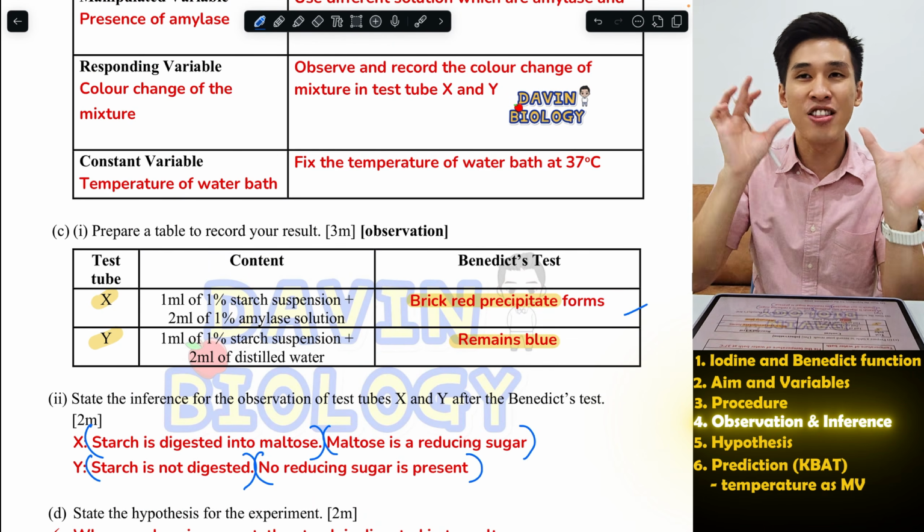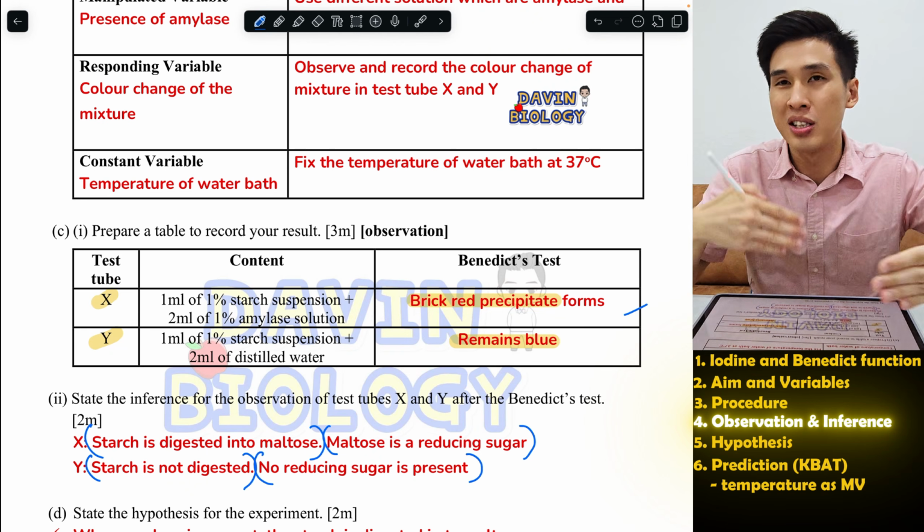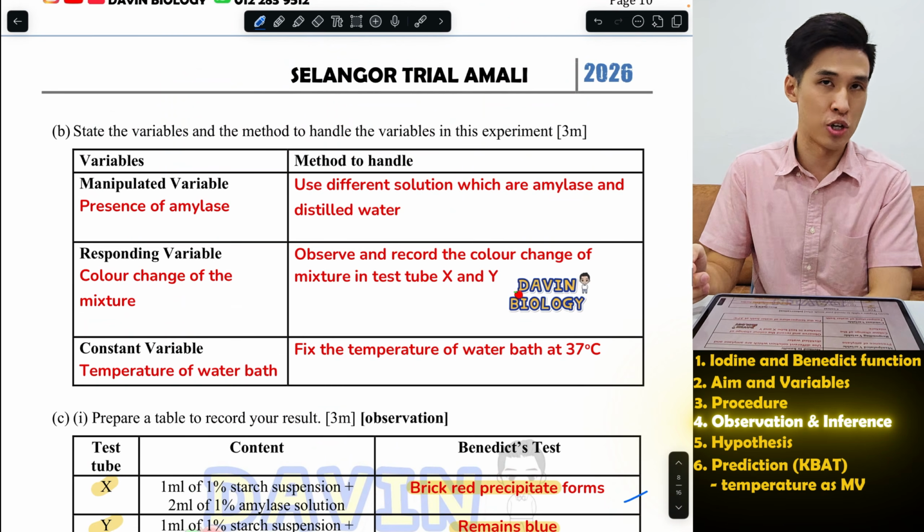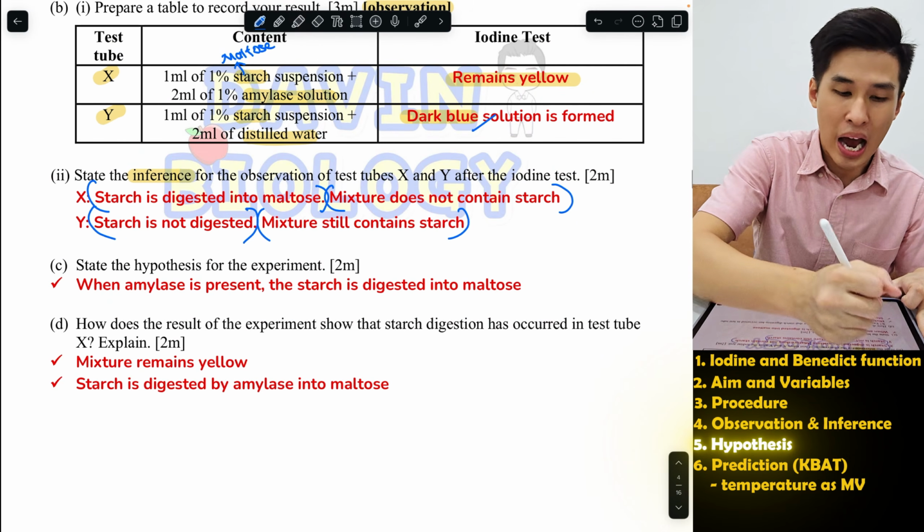So for the Benedict's and iodine test, only these two questions are slightly different. The rest are more or less the same, even for the variables that we just mentioned earlier. Right, moving on, we do the hypothesis.